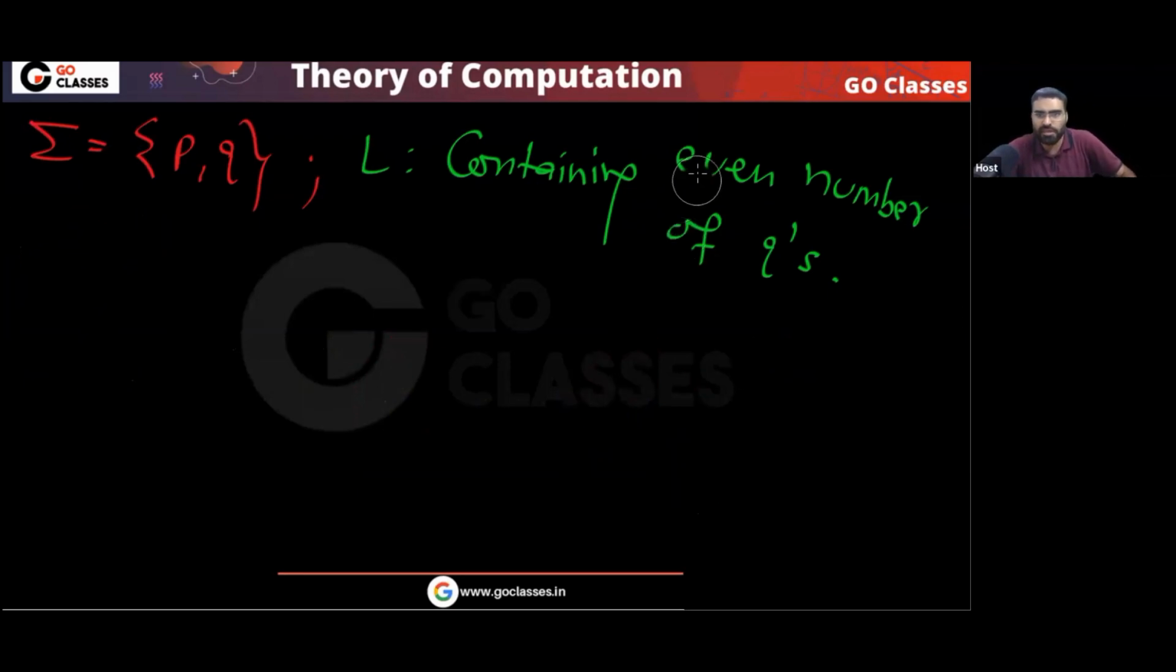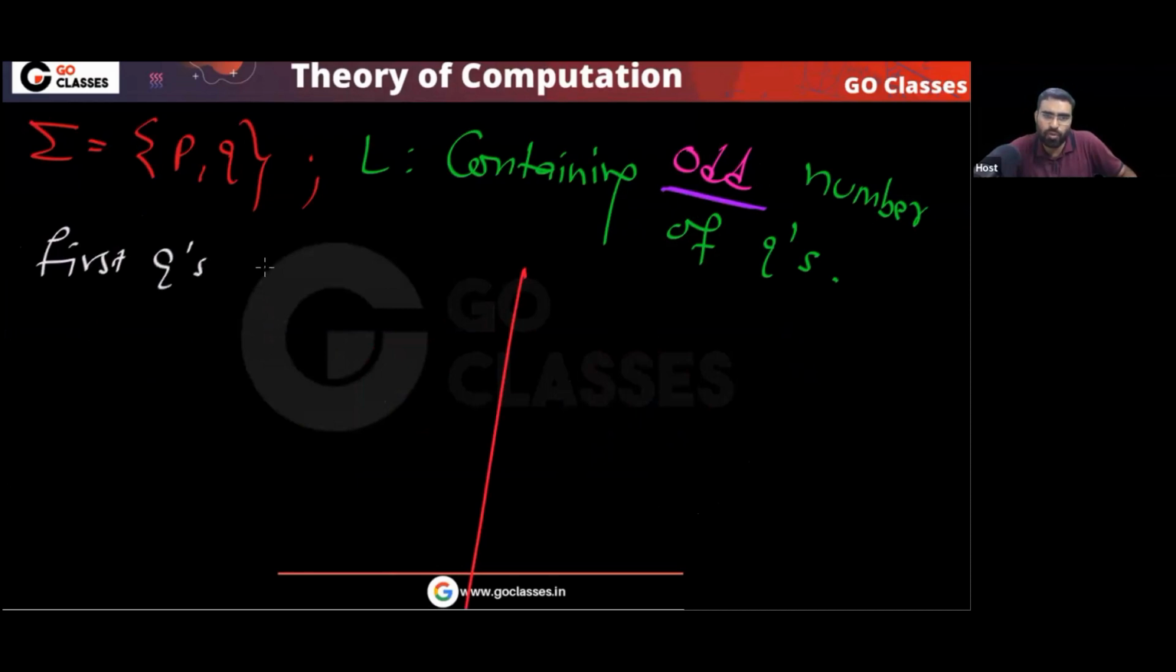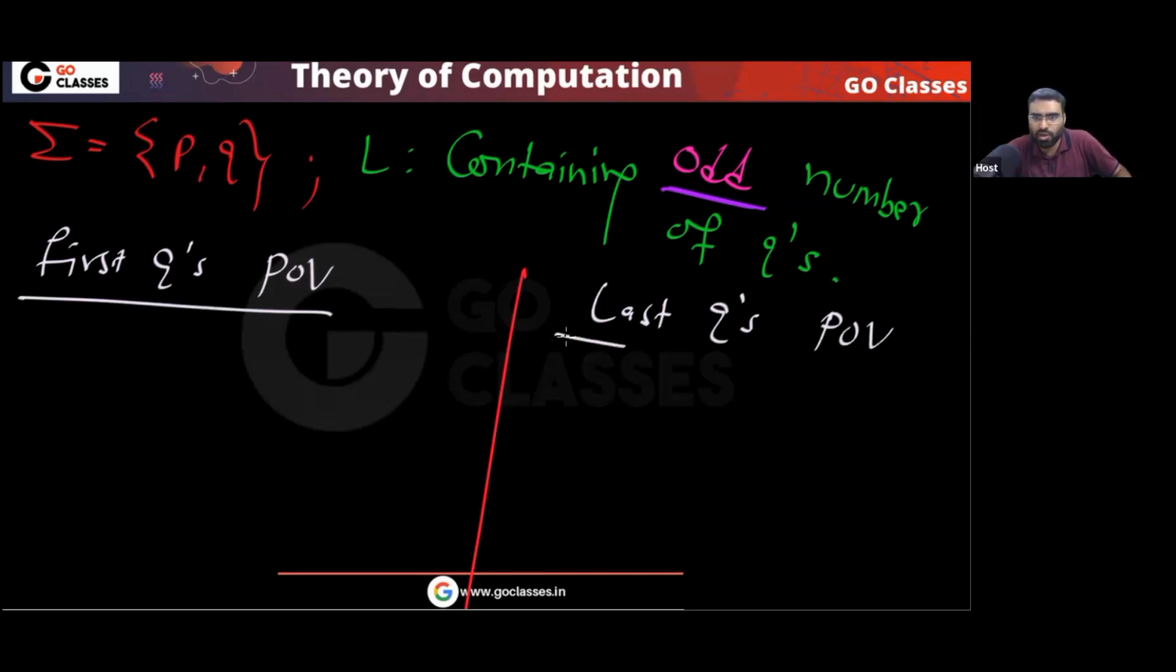Now you tell me how to create odd number of Qs. That is quite simple. You can see from the first Q point of view, and you can see from the last Q point of view. So you can write the expression from the first Q point of view, or you can write the expression from the last Q point of view.